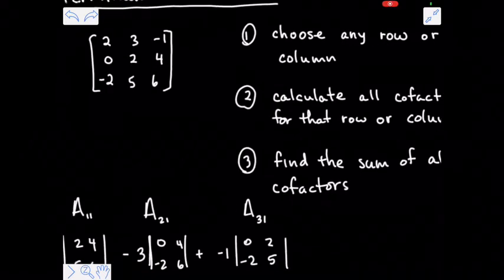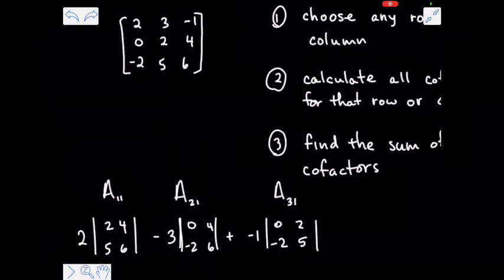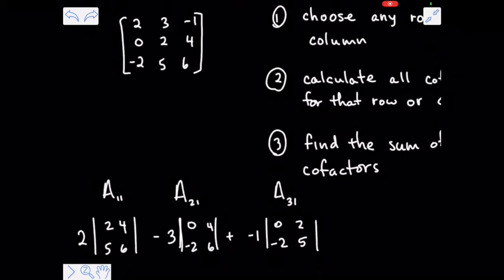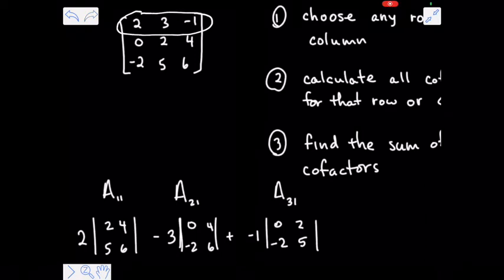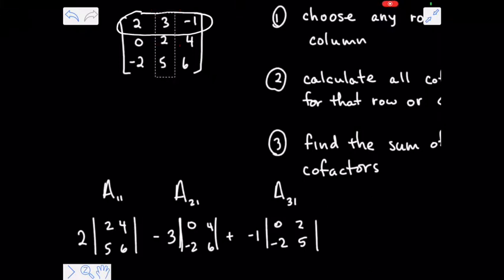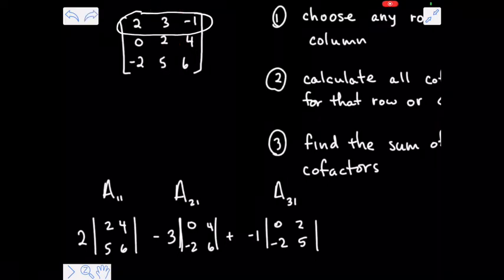So I've chosen, as an example, it looks like I've chosen the top row right there. 2, 3, -1. And I just chose at random. You can choose any row, you can choose any column. I could have chosen that middle column, I could have chosen this bottom row. Doesn't matter which row or column, but just for the sake of this example, I've chosen the first row.